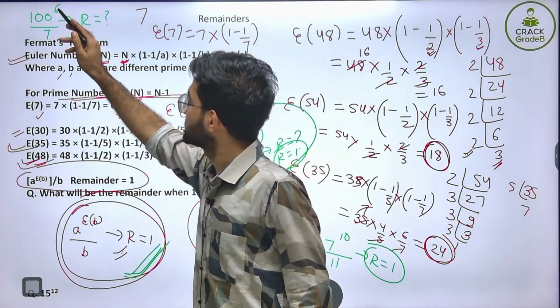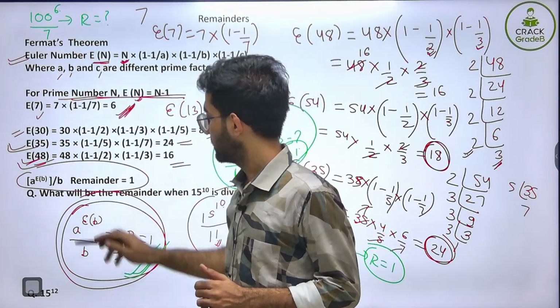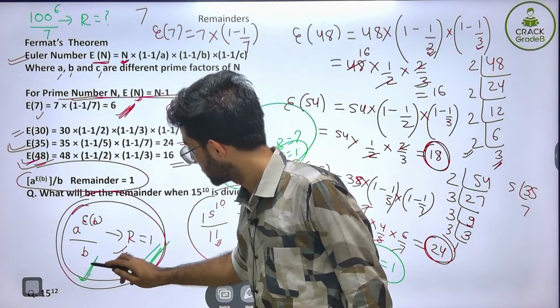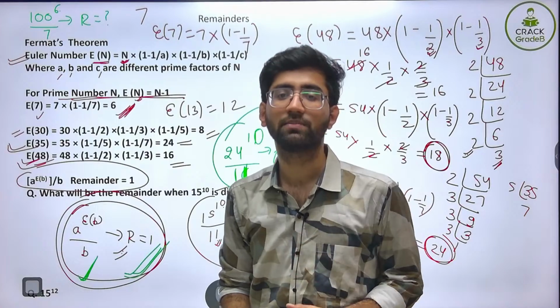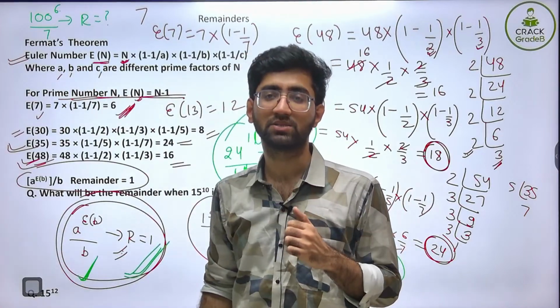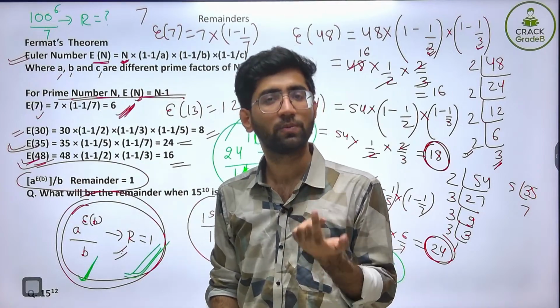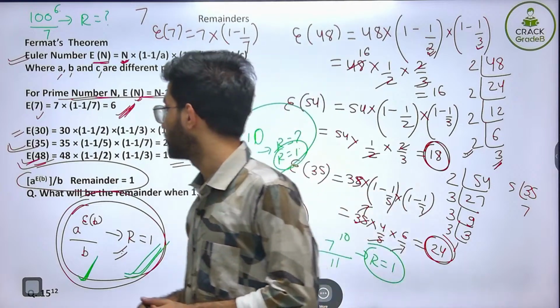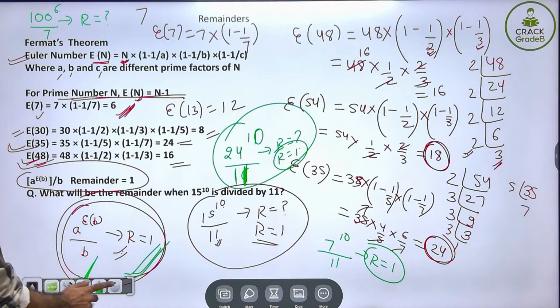Why is the remainder 1 again? See, this 6 is the Euler number of 7. So again, there is this kind of case: 100 to the power Euler number of 7, that is 6, and you are dividing 100 to the power 6 by 7. So what will be the remainder? The remainder will be equal to 1, right? Now let us solve a few more questions, then you will be able to relate to Fermat's theorem more.